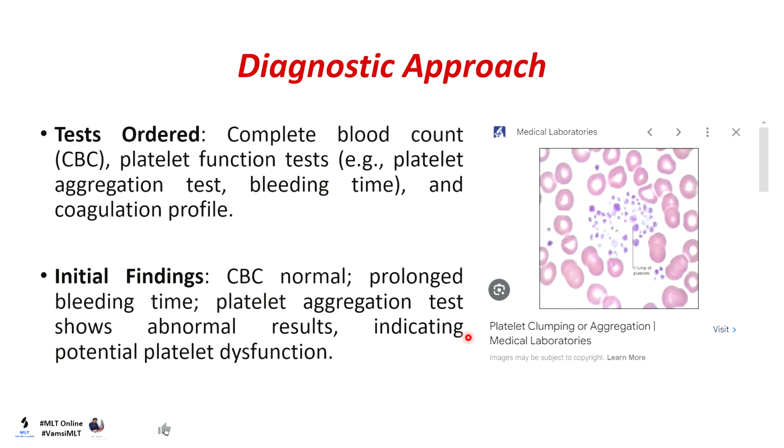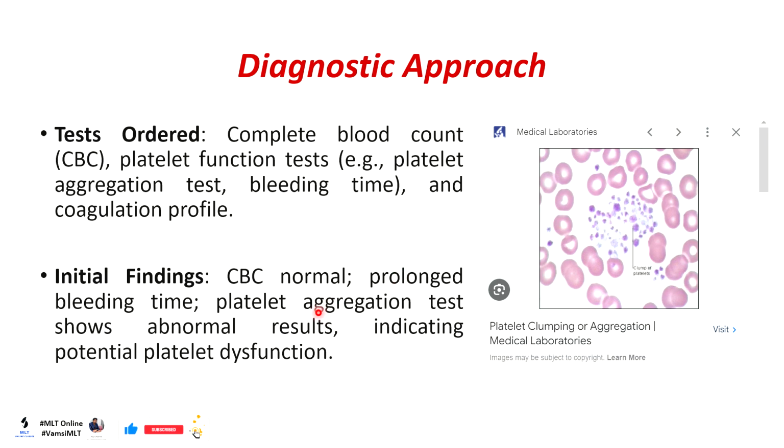So the diagnostic approach: we know that bleeding happens because of a problem with platelets. The primary tests ordered include CBC, complete blood count, platelet function test, platelet aggregation test, bleeding time, and coagulation profile. The initial findings: the CBC looks normal, that means the platelet count, red blood cell count, white blood cell count and Hb are all normal, but there is a prolonged bleeding time, indicating that even though platelets are normal, there is an increased bleeding time indicating some problem with her platelets.